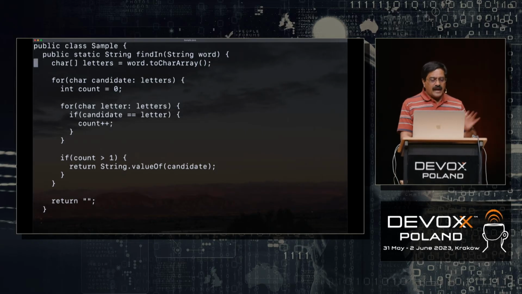So we are saying, hey, give me all the letters in the word, and once you get me the letters in the word, I want to start with one letter at a time, and I set the count equal to 0. Then for that particular letter, go through all the letters again. So we have a secondary, nested iteration. And if the candidate that we are looking for is the letter, we increment the count. If the count is greater than 1, that tells us the letter is duplicated. So we just return that letter, and we are done with it. So that's the imperative style code.